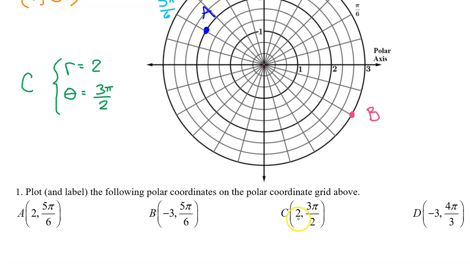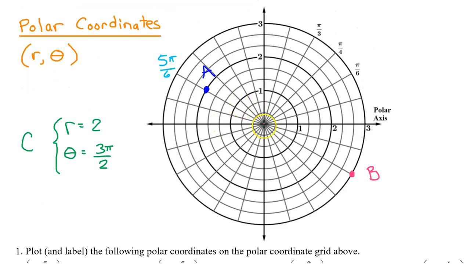Point C has an r value of 2 and a theta equal to 3 pi over 2. Because the r value is 2, we will move 2 away from the origin, and then we will rotate to 3 pi over 2 radians, which is right here at the bottom. So this is the location of C.